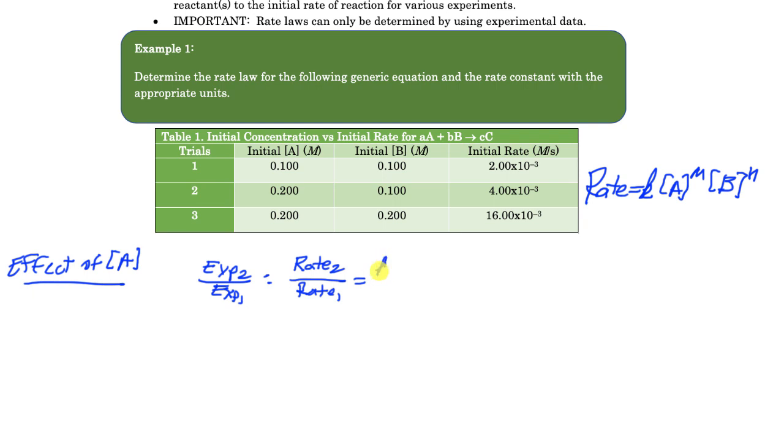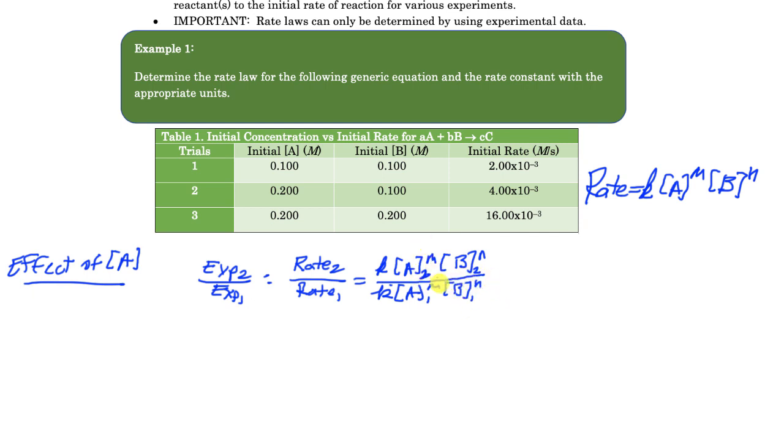k times the concentration of A to the m power for experiment 2, and B to the n power for experiment 2, all of that over k, the constant for experiment 1, times A to the m power, and B to the n power for experiment 1.